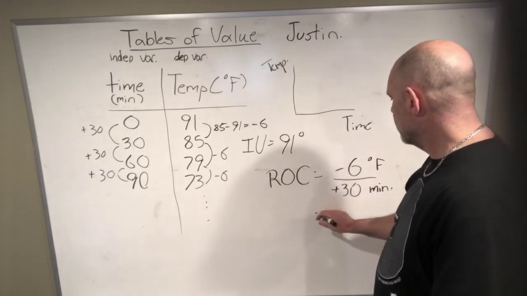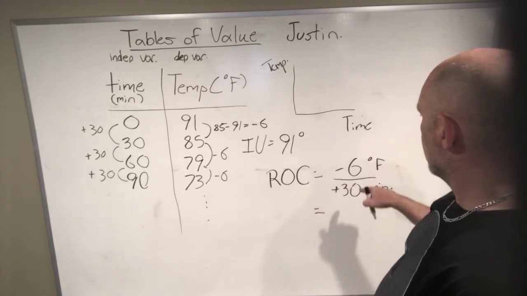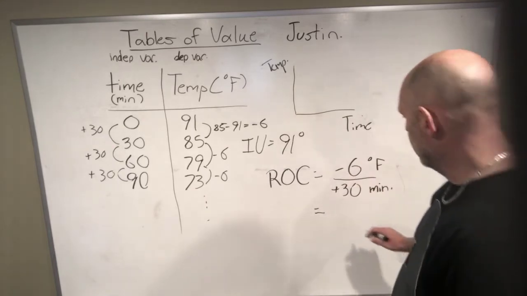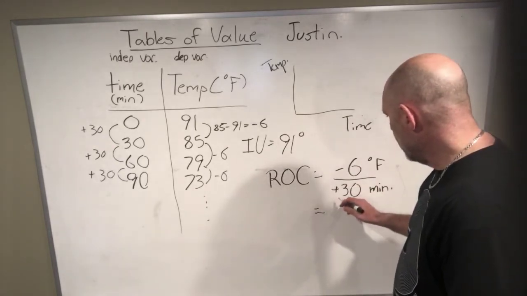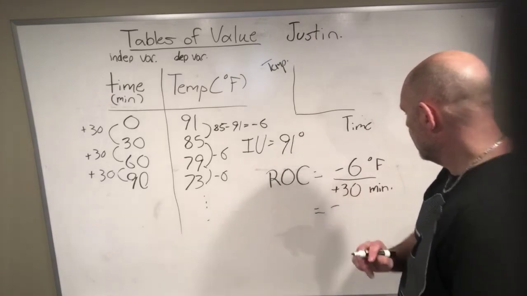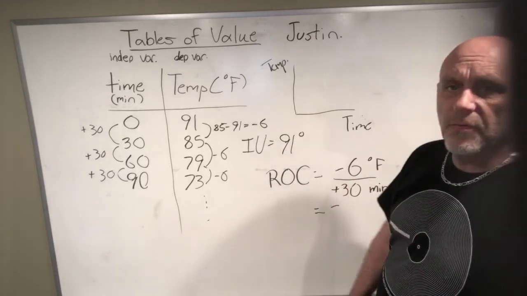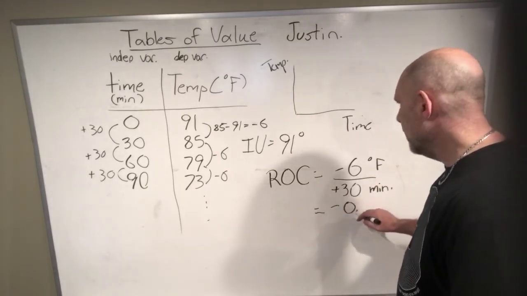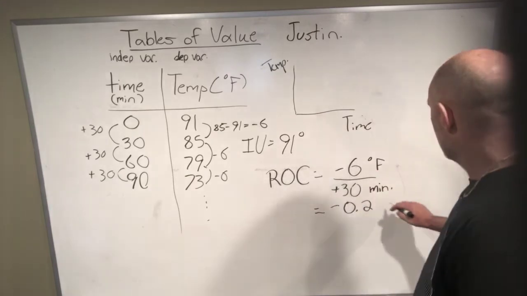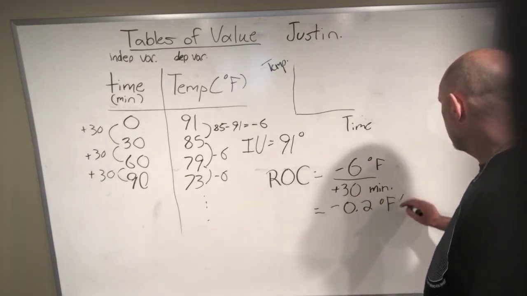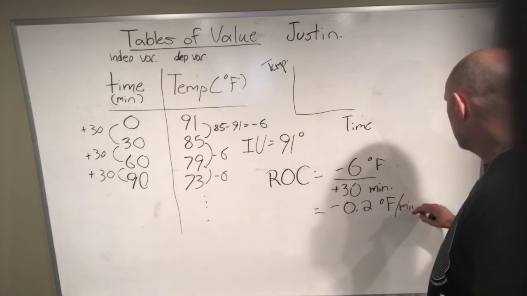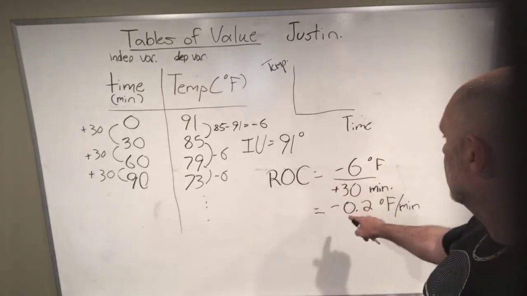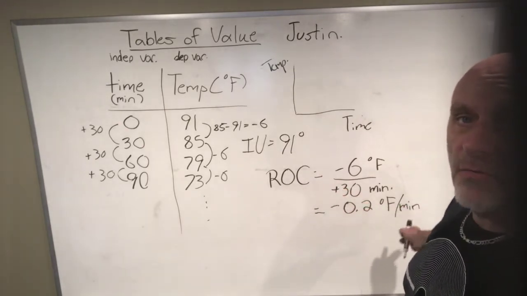Okay, so how's this temperature changing? -6 over 30. Well, I want to simplify that fraction. A negative divided by a positive will give me a negative overall. 6 divided by 30 is going to be 1 over 5 or 0.2 degrees Fahrenheit per minute. The temperature is changing. The rate of change is -0.2 degrees Fahrenheit every minute.